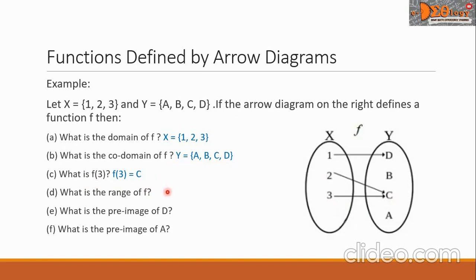Let's have question D. What is the range of f? The range is the set C, D. Question E. What is the preimage of D? The D is here. The preimage is 1. Question F. What is the preimage of A? The A is here, so A has no preimage.